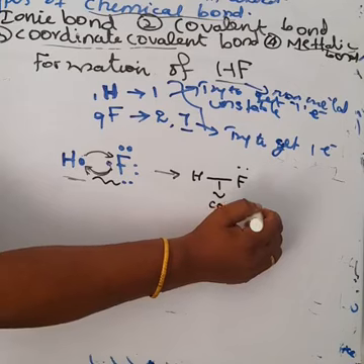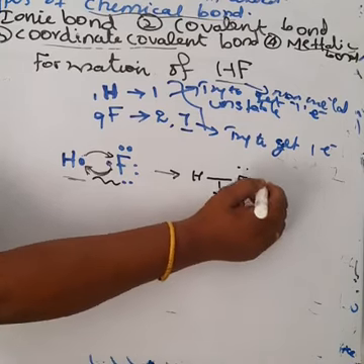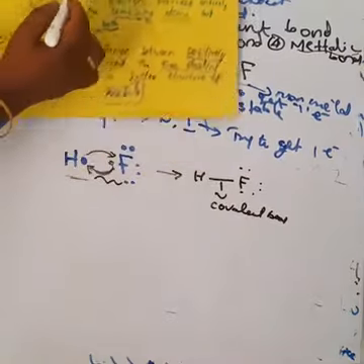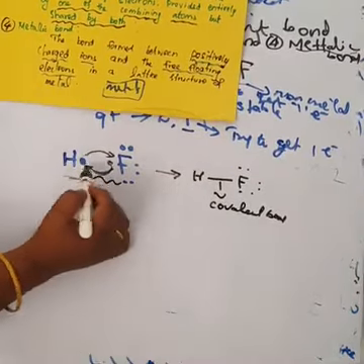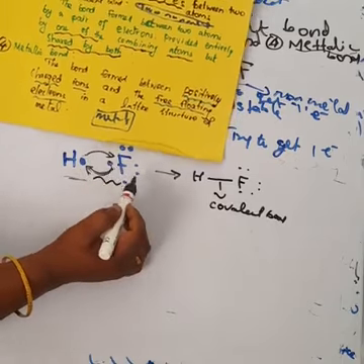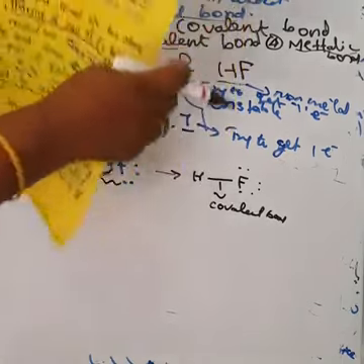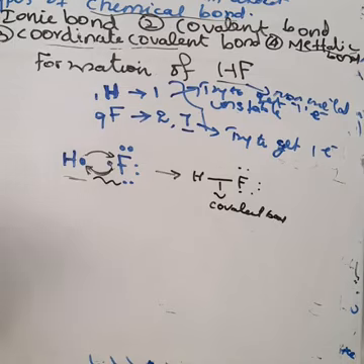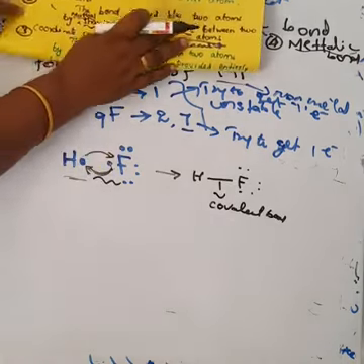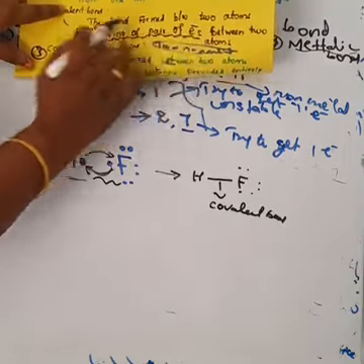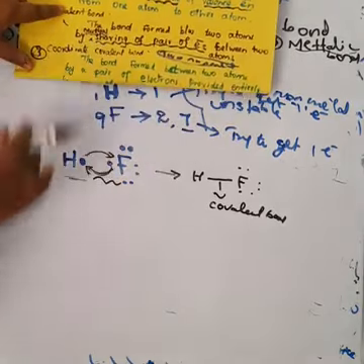What do you mean by covalent bond? The bond formed between two atoms by sharing. Sharing takes place here: the hydrogen atom shares its 1 electron with the fluorine atom, and at the same time the fluorine atom shares its 1 electron with the hydrogen atom. It is the sharing of a pair of electrons between two atoms.